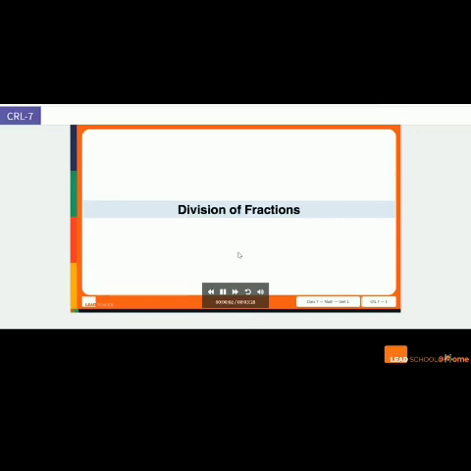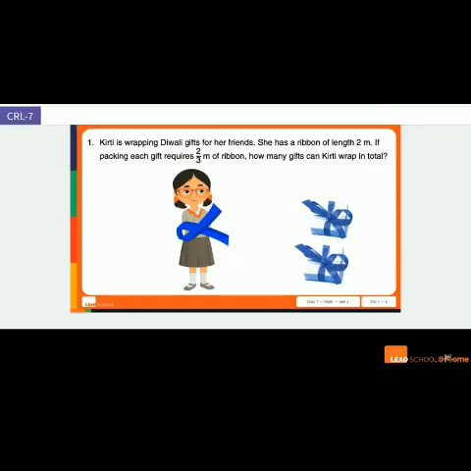Hello students, in this video we will learn to divide fractions. Let us learn this using a word problem. Kirti is wrapping Diwali gifts for her friends. She has a ribbon of length 2 meters. If packing each gift requires 2/3 of a meter of ribbon, how many gifts can Kirti wrap in total?